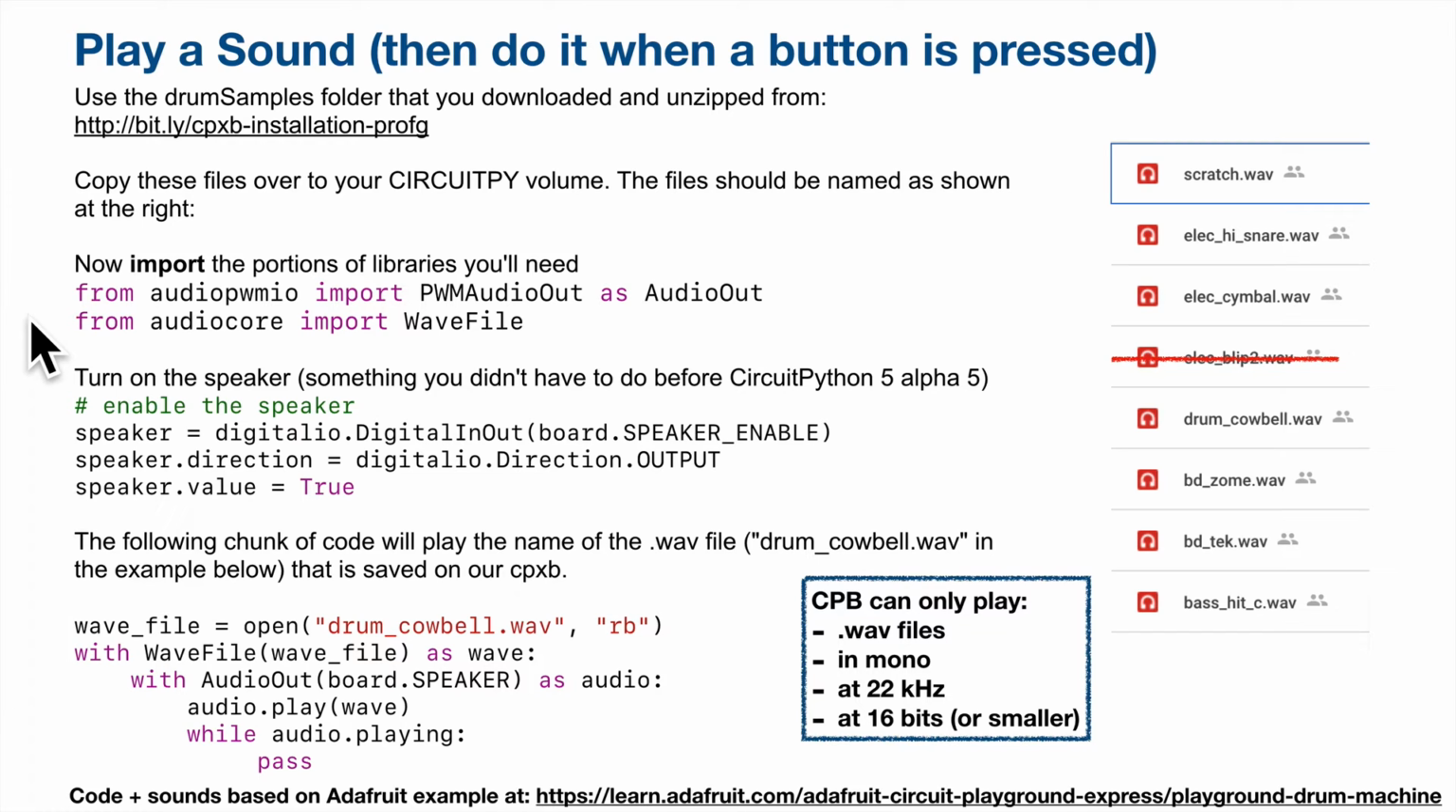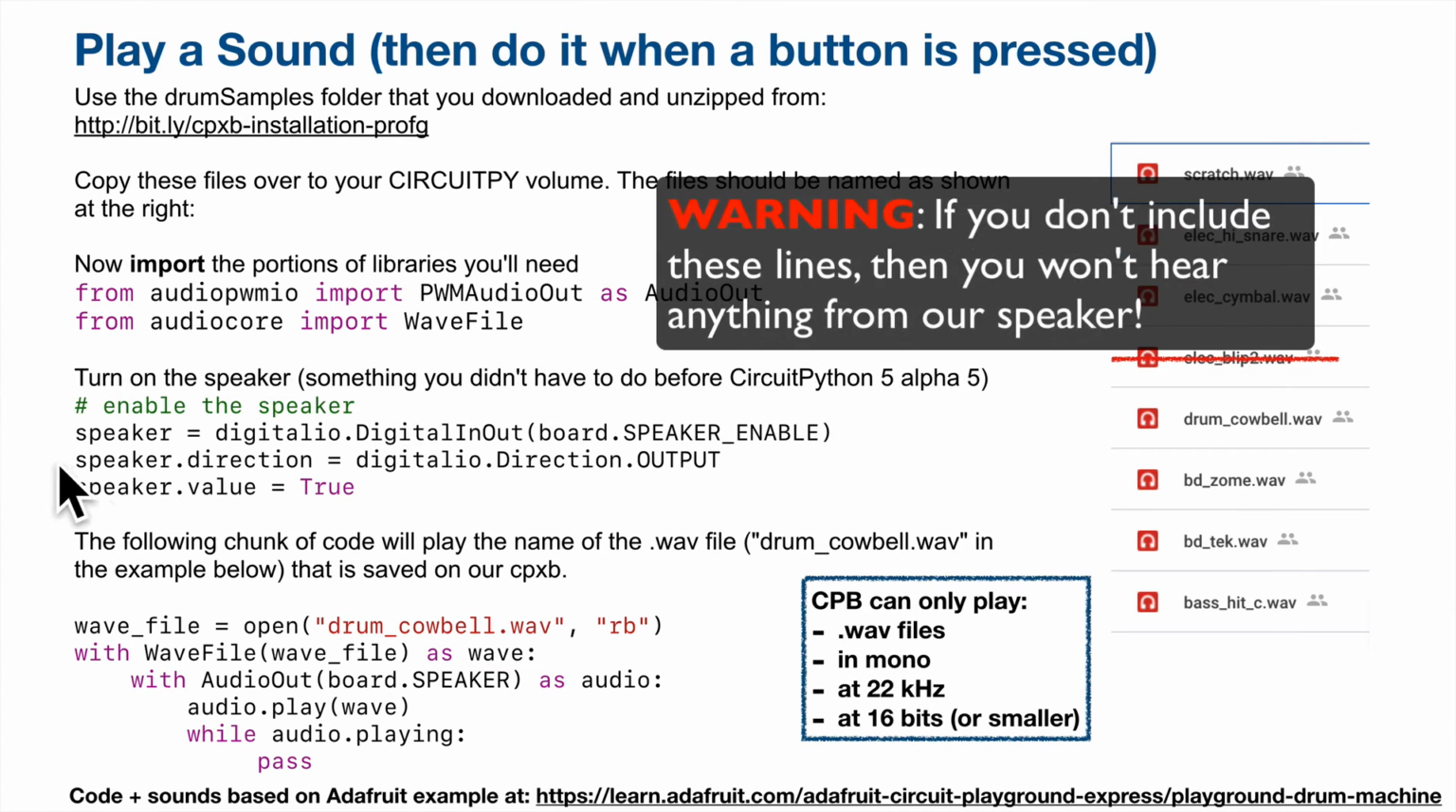So the first thing that we're going to do is import 2 different libraries that we're going to leverage. Then you absolutely need this bit of code, and it was introduced in November 2019. Now you have to enable the speaker, which means kind of unmute the speaker so that it can play audio. If you don't include these lines in any code that uses the speaker, your code will still run. It looks like it's fine, but you won't hear anything coming out of the speaker.